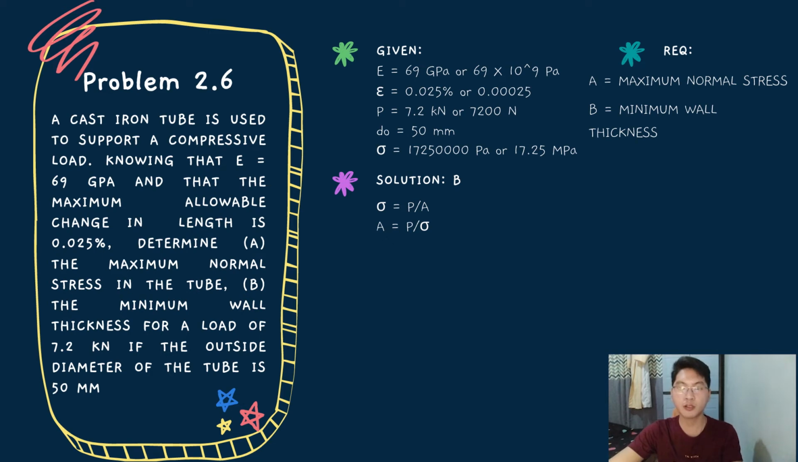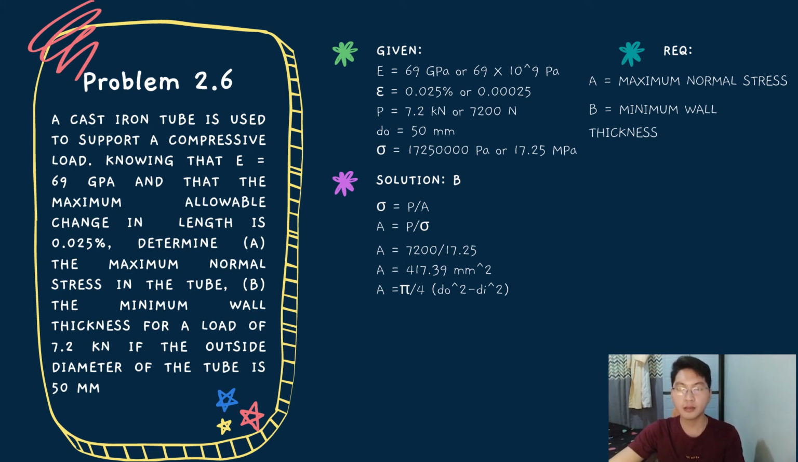And then we need to substitute the given values. So A is equal to 7,200 over 17,250,000, which is equal to 417.39 mm squared. So this A is the area of the hollow cylinder. The area of the hollow cylinder has the equation of pi over 4 times dO squared minus di squared.